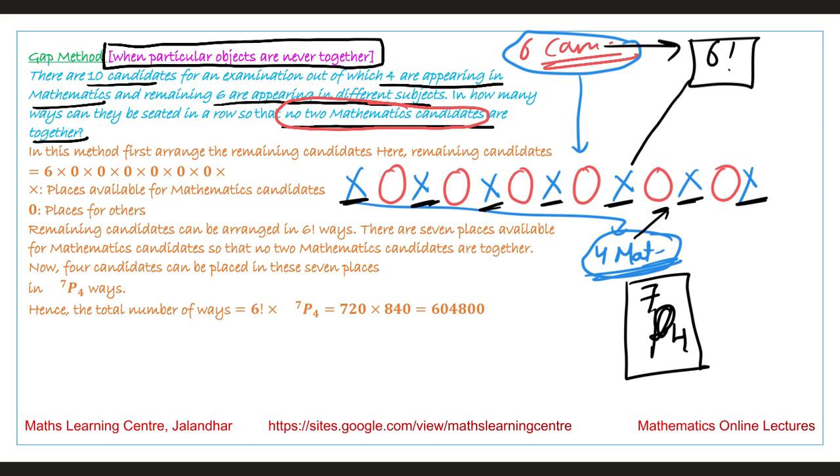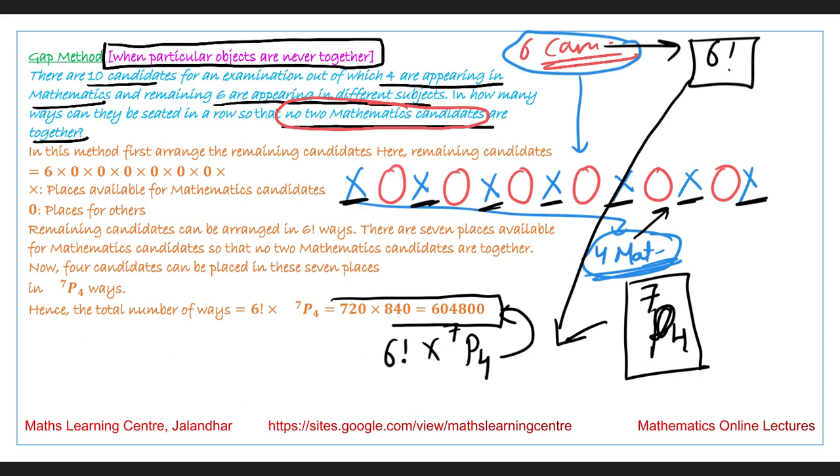So the total number of options we will have will be 6 factorial into 7P4. The answer we obtain is 720 into 840, that is equal to 604,800. So these are the total number of cases that we will have. So when we have problems in this form, where it is given that these things should never be together, we will talk about the remaining things and we will find the positions at which these can be arranged.